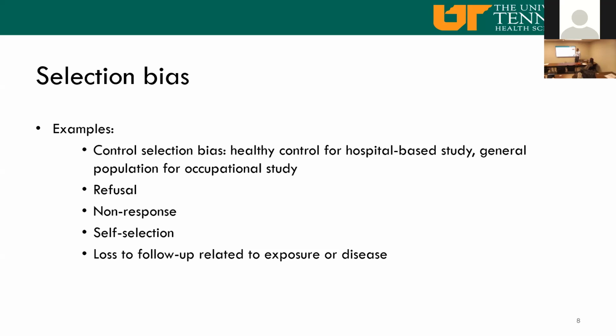Self-selection or voluntarism is another way bias can be introduced into a study. Loss to follow-up related to exposure or disease is another. If it occurs, for example, differential loss to follow-up can result in bias introduced into the study.